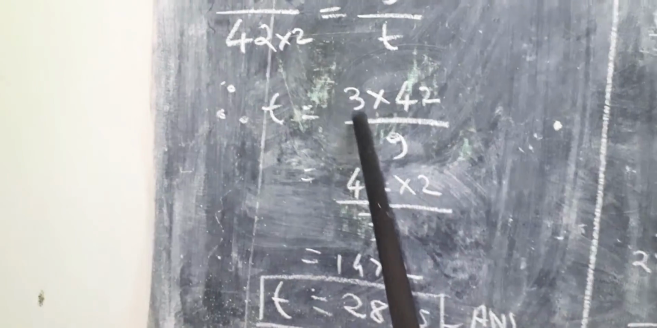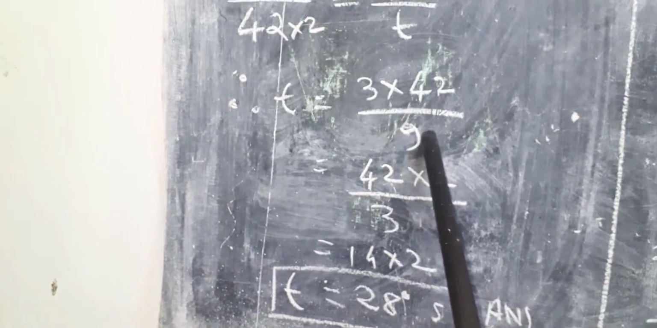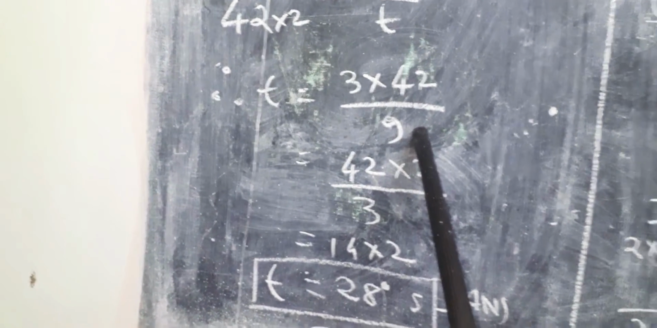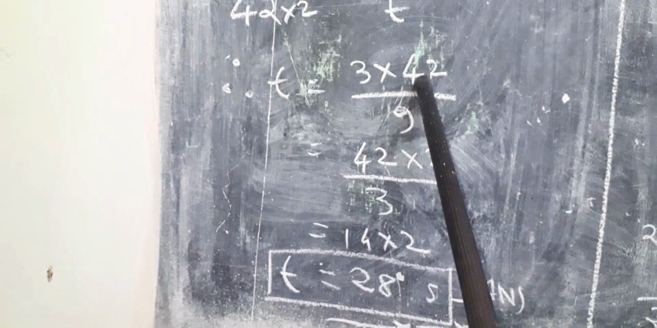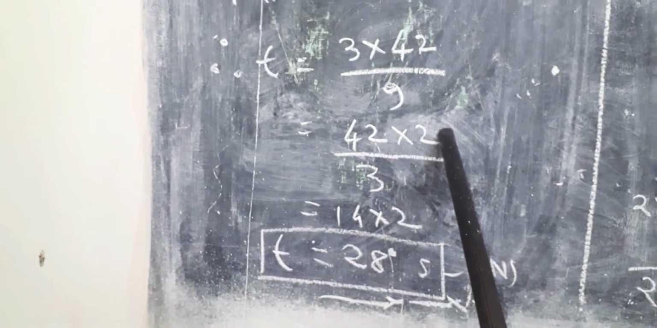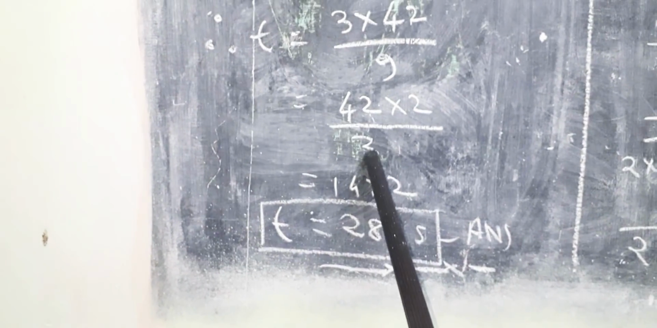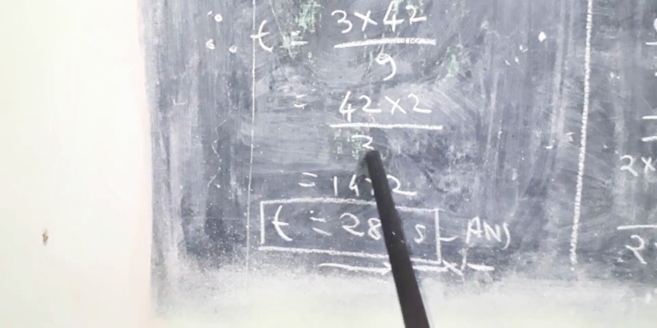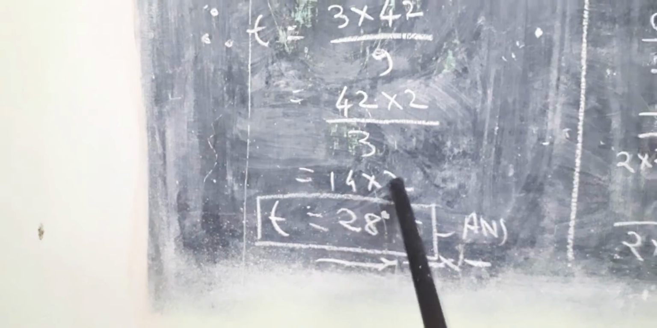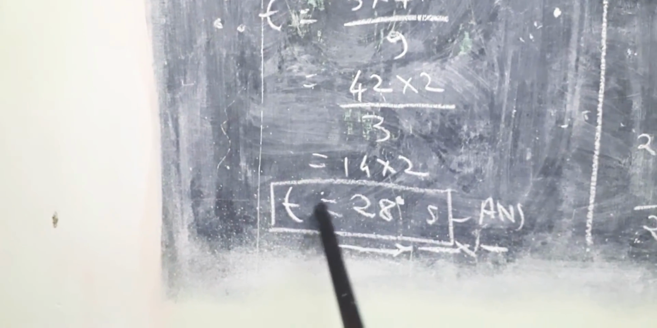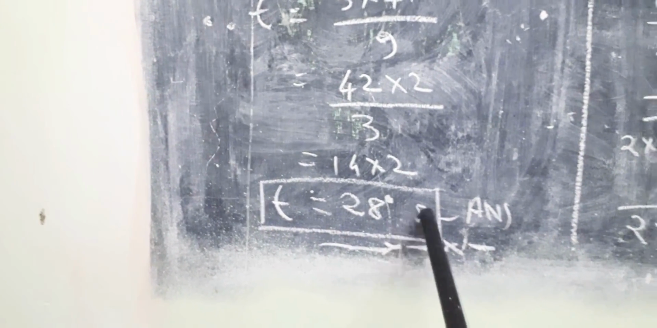We can say that we can divide 9 by 3. So with 3 9, we get 42 upon 3 into 2 as it is. No change. So we get 42 into 3. If we divide 42 by 3, what we get is 14. So 14 into 2, that means 28. So we get t is equal to 28 second.